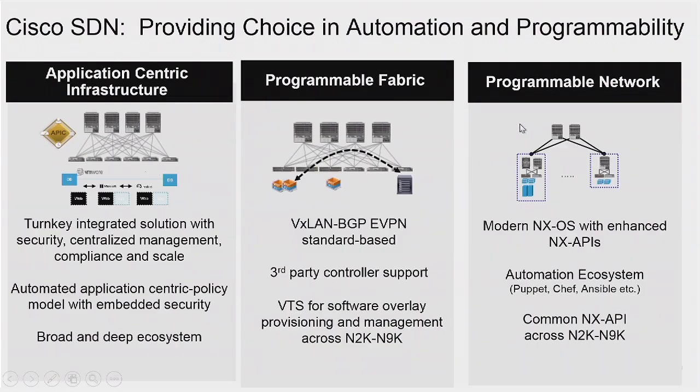The last pillar is Programmable Network. Programmable Network allows you to integrate your traditional Nexus 9K through 2K infrastructure with an open NX-API to allow automation and provisioning from things such as Puppet and Chef, which are agent-based, or Ansible, which is agentless, across the data center network.